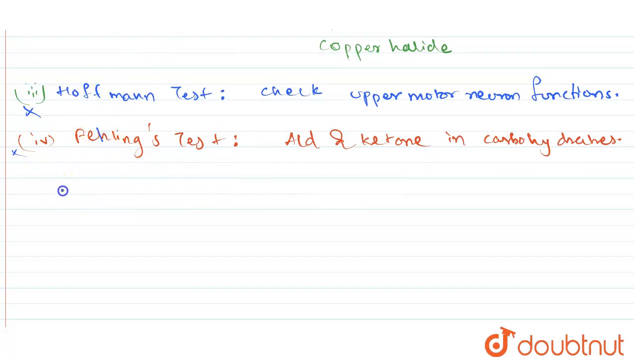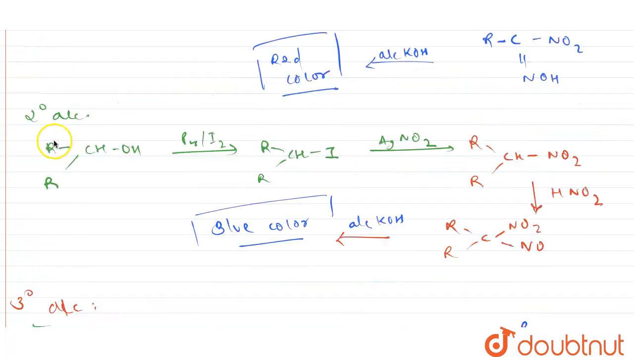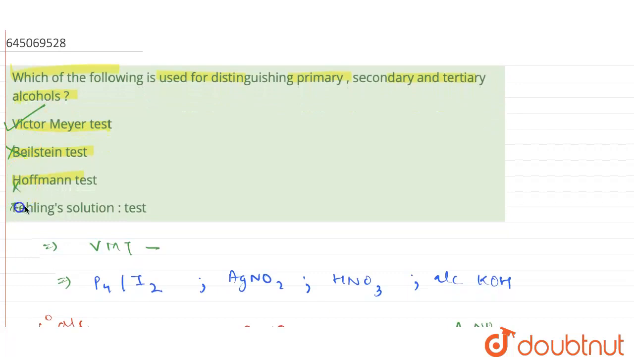In this, you have RCHO, which is an aldehyde, plus 2Cu2+ plus 5OH-. This will give you RCOO- plus Cu2O, which is a red color precipitate that will indicate the presence of aldehyde group, plus 3H2O. This is the general reaction. Again, this is a distinguishing test for aldehyde and ketone in carbohydrates, so this is also an incorrect option. The only correct option would be the Victor-Meyer test for this answer.